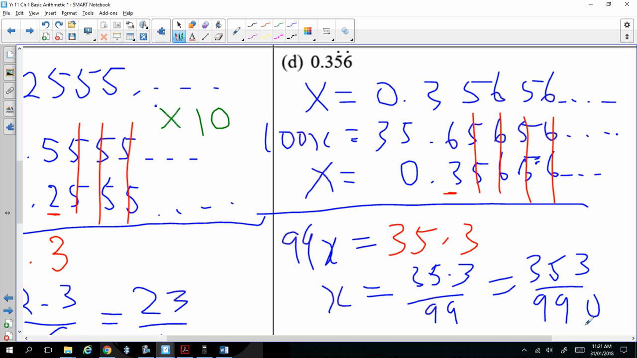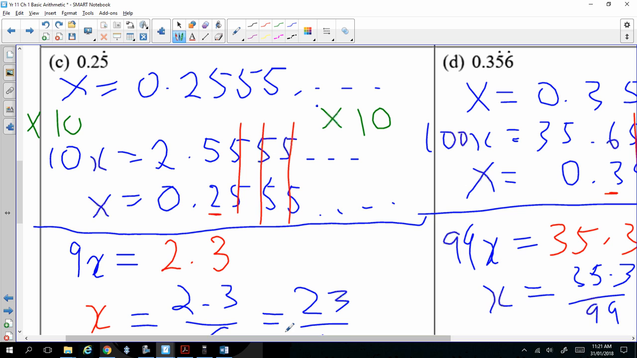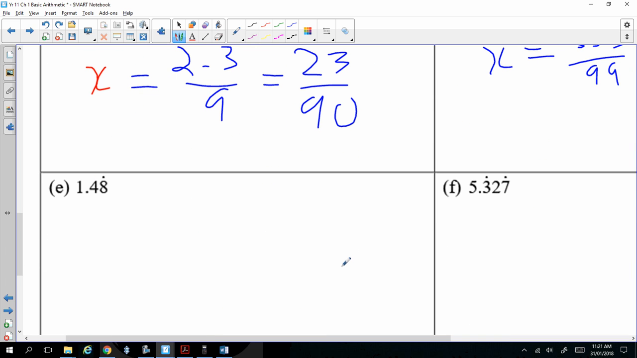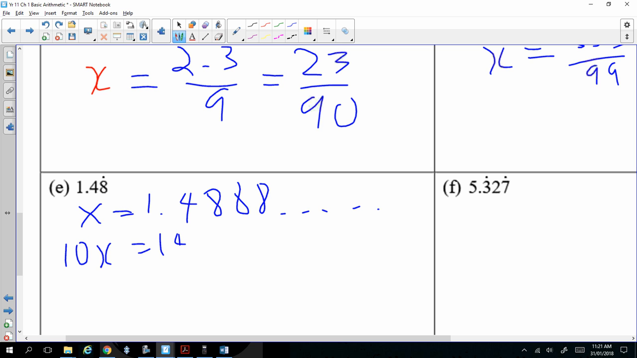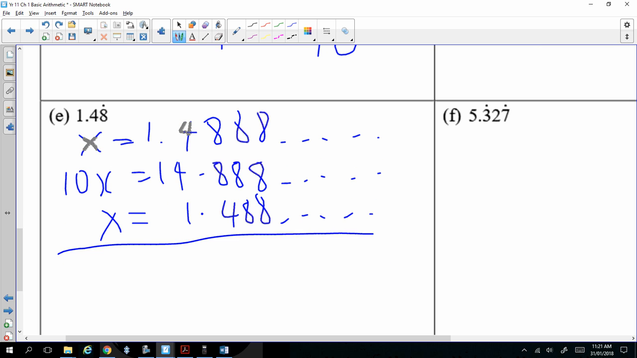1.48 with lots of 8s. Then times by 10 to get 14.8888. Write x again: 1.48888. Then just do the subtraction. Everything cancels except here, so you write 13.4. So 9x equals 13.4.